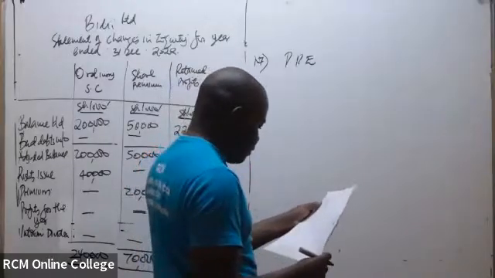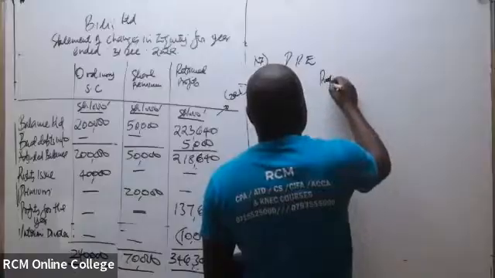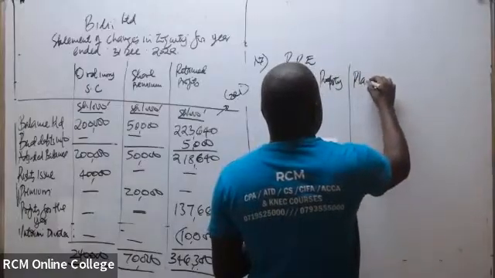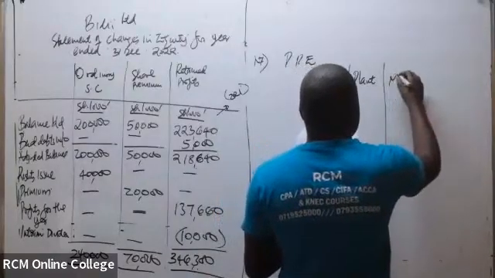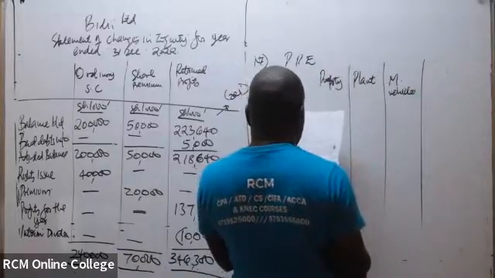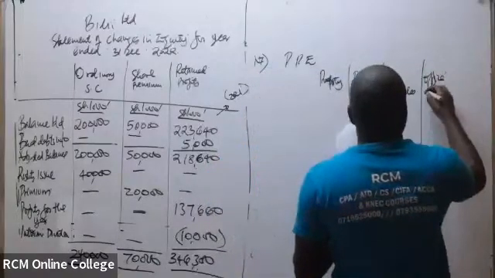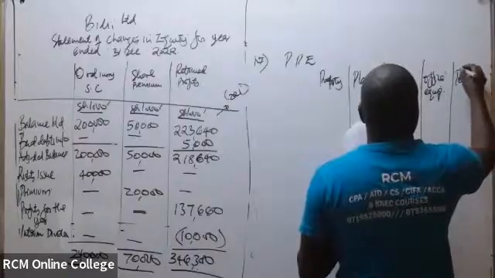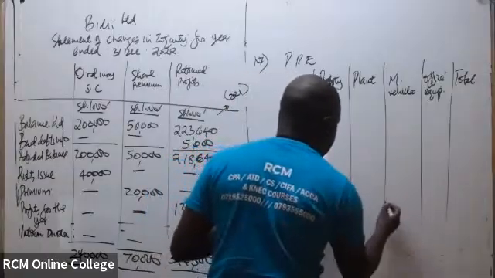So in this case, we'll have to identify what we have as property, plant, and equipment. So we have property, including buildings. We have plant. We have motor vehicles. Then we have office equipment. Then we must be able to get the total, because we need one figure that we just need to take to the statement of financial position.